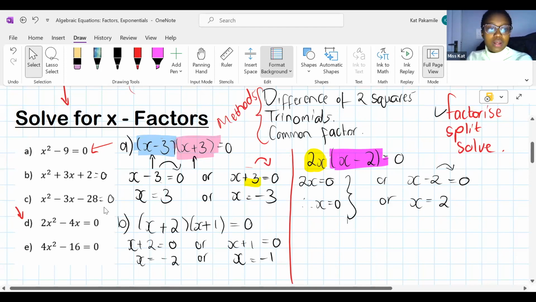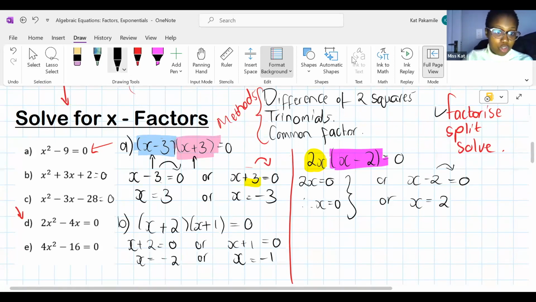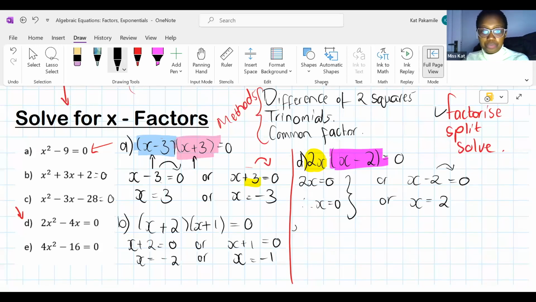I'm going to go ahead and ask about E. Is E difference of two squares, trinomials, or common factors? Look at it carefully before you answer. So we've done A, B, this is D, and now we're doing E. Is E common factor, difference of two squares? Okay, I see people say common factor. Bunke says both common factor and difference of two squares. Okay, some people say common factor.